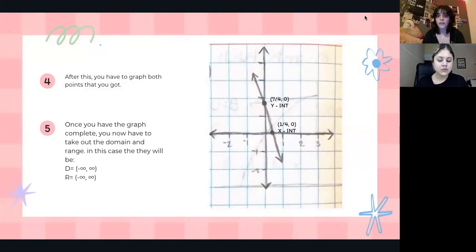After you have these 2 points, you have to graph it. And in here you can see that the y-intercept is here and the x-intercept is here. Once you graph it, you have to take the domain and range, which in here will be (-∞, +∞), and the range will be (-∞, +∞).